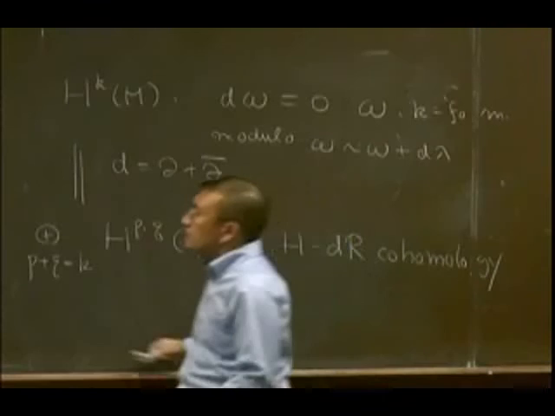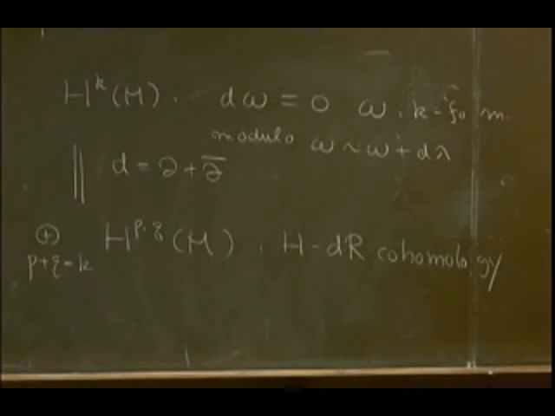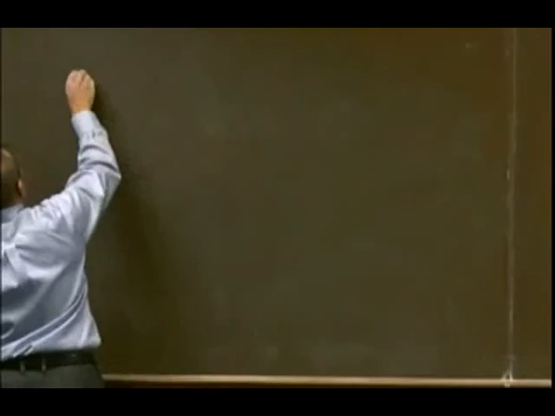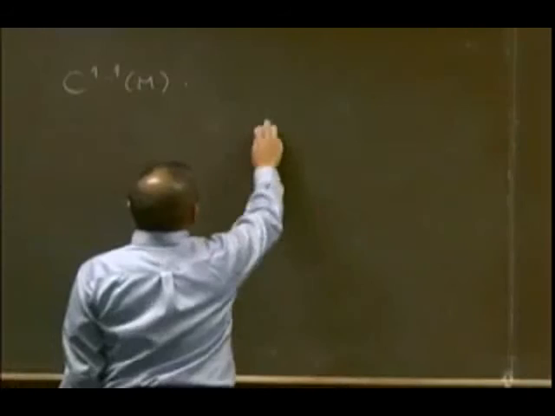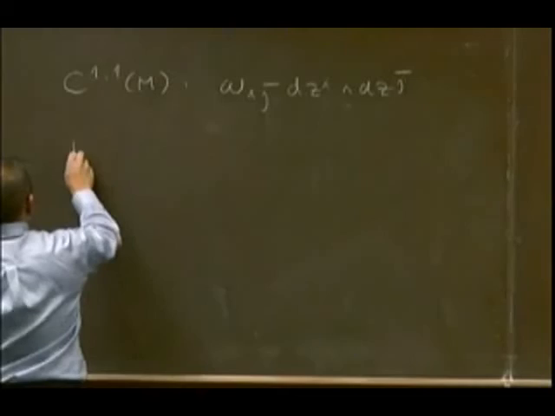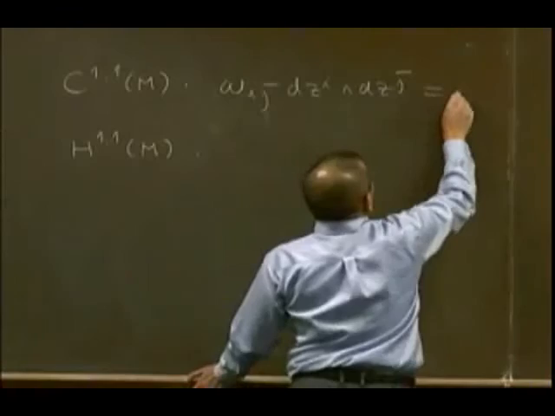Okay. So there are a few important examples of cohomology elements, so I'd like to mention those. Let's consider H^{1,1} of M. So this is a subspace of C^{1,1}, or let's start with C^{1,1}. If you have C^{1,1}, then an element of this should have this kind of expression in terms of coordinates. And then if you want H^{1,1} of M, what we want is that if this is omega, then d omega is equal to zero.